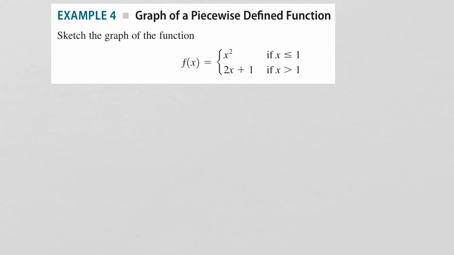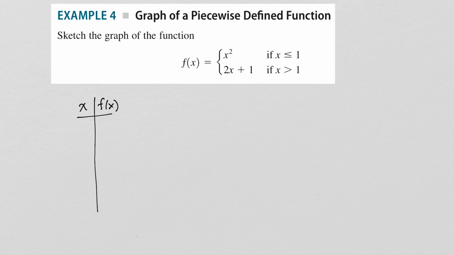Now let's talk about the graph of a piecewise defined function. So let's sketch the graph of f of x equals x squared if x is less than or equal to 1, and 2x plus 1 if x is greater than 1. So the way to graph a piecewise function is to get some values, or at least this is one way to graph a piecewise function.